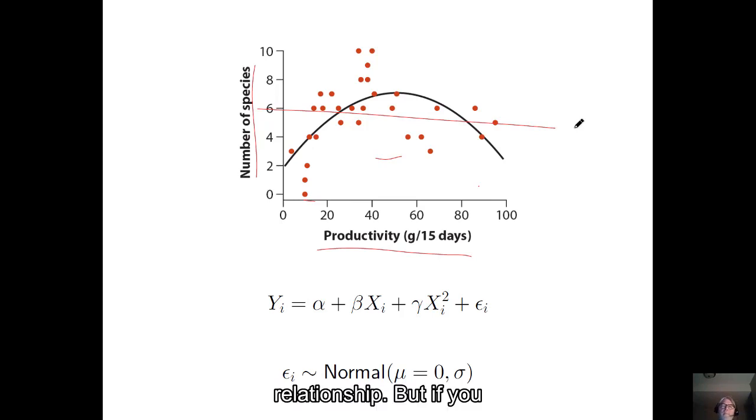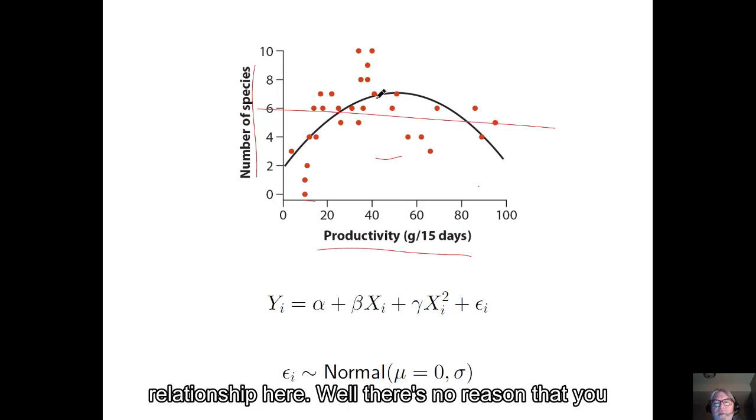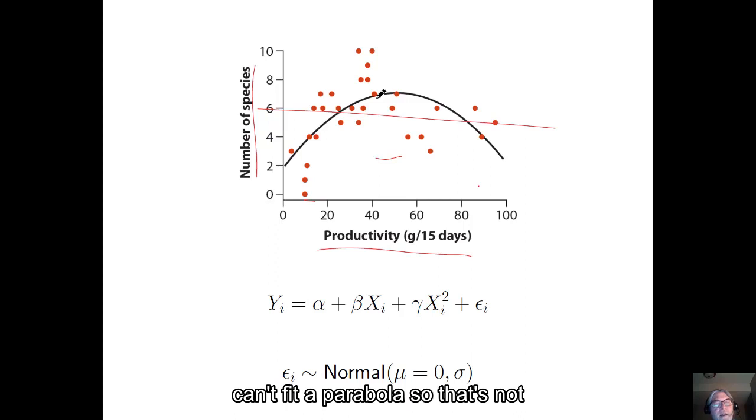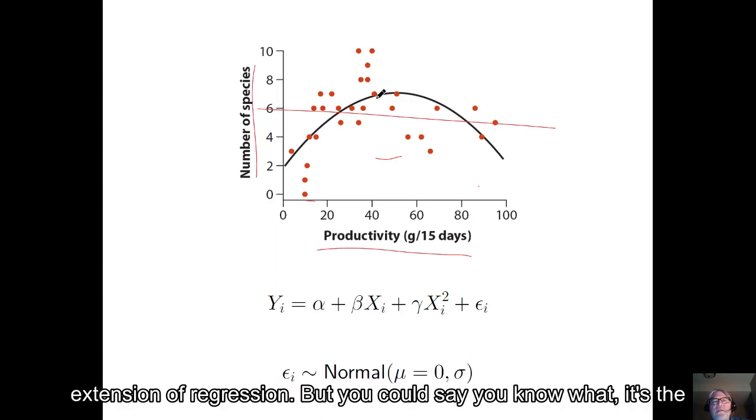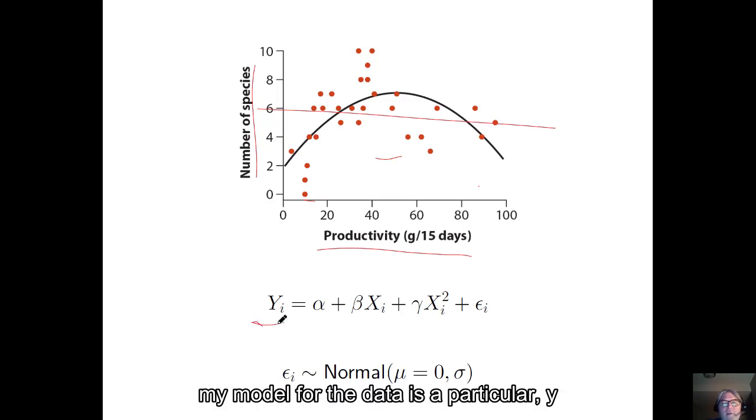But if you have more data, and it might be more compelling that you had this humped relationship here, well, there's no reason that you can't fit a parabola. So that's not linear regression anymore. This is an extension of regression. But you could say, you know what, it's the same basic idea. My model for the data is the particular y value is going to be explained by an equation based on the explanatory variable. Now the equation's gotten a little more complicated.